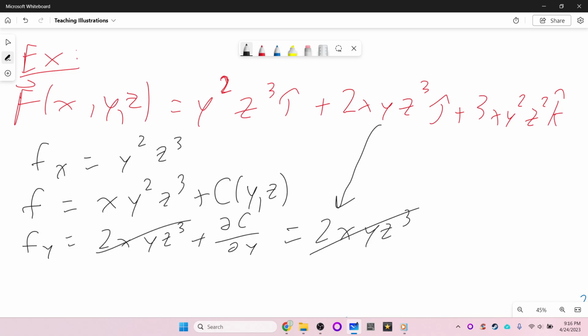So what this can really mean, if we say del c over del y equals 0, it means that c doesn't have y as a variable. So we could just go in here and delete this y. We'd say it's just a function of z.